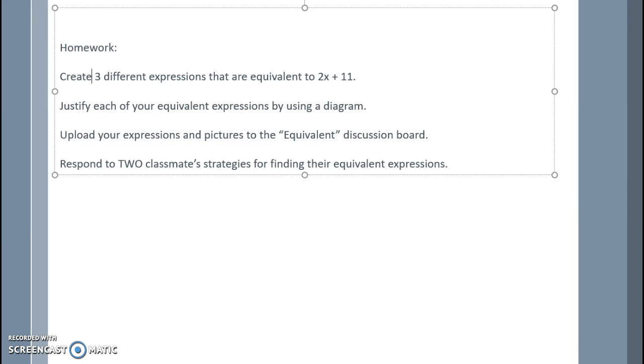Respond to 2 classmates' strategies for finding their equivalent expressions. It's interesting to see how each of you think, which is why I'm having you look at their strategy, try to make sense of it, and respond with your own questions or comments, etc.